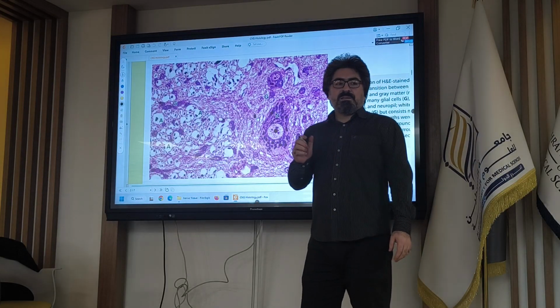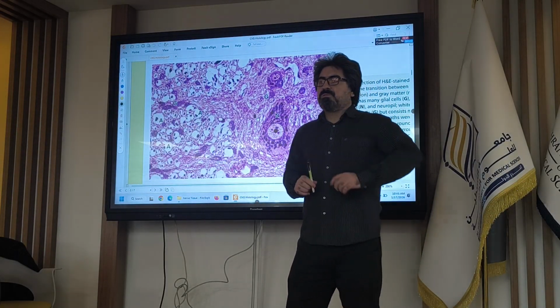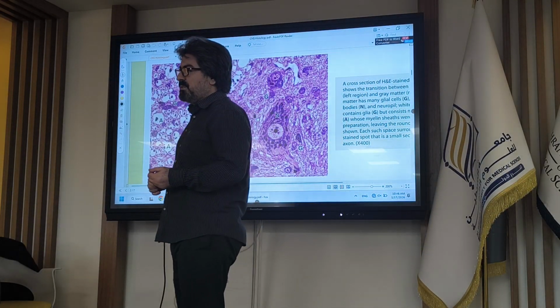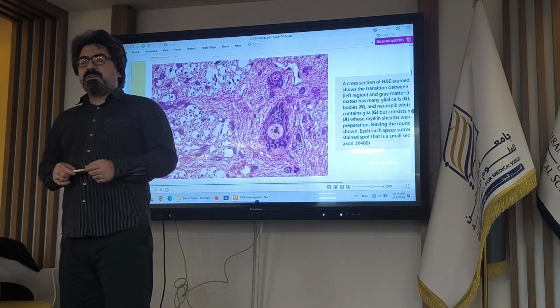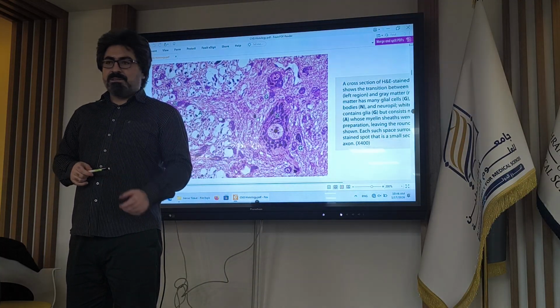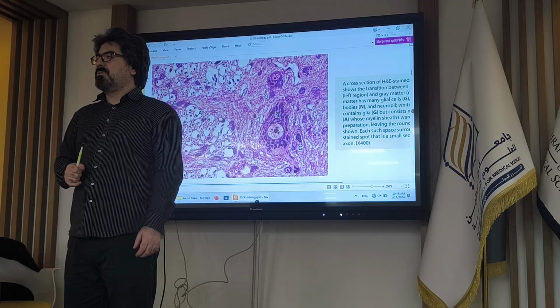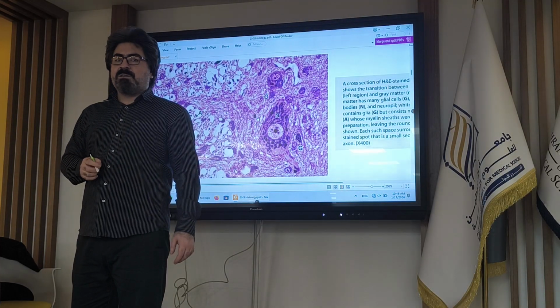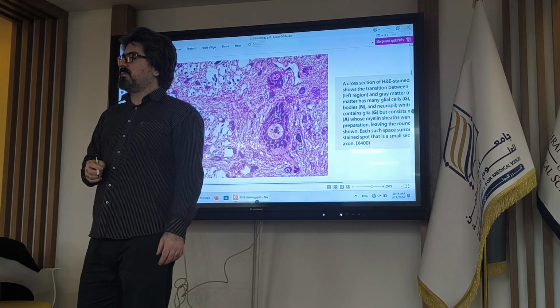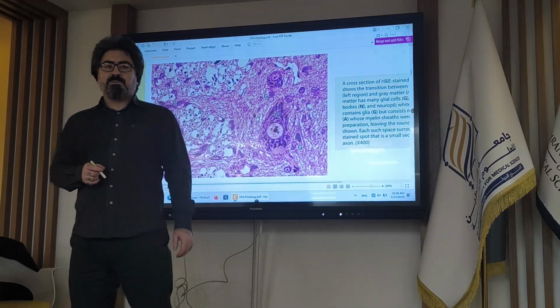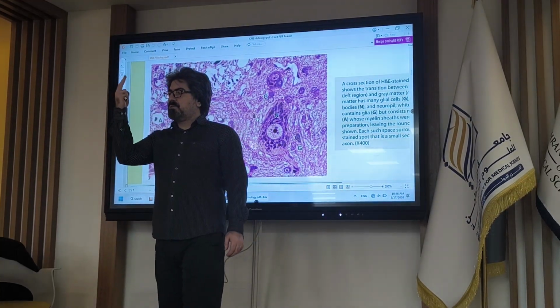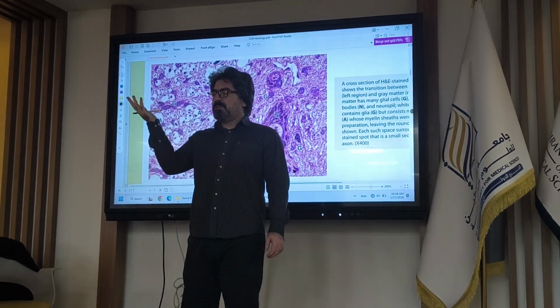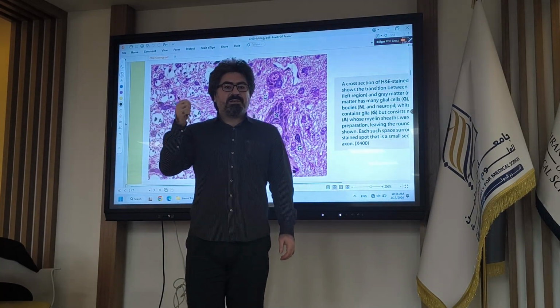The central nervous system is composed of two main parts: one part is known as gray matter and one part white matter. Cerebrum, cerebellum and spinal cord are parts of the central nervous system, and all parts are composed of two components, gray matter and white matter.